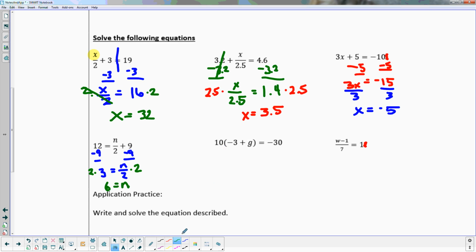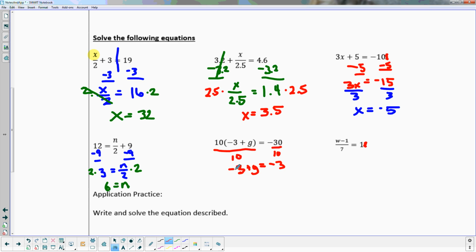For my last one, there's a couple different ways that you can do it, and I talked about both these in class. Probably the way that we're really trying to see how to do it here to actually make this a two-step equation, not a three-step equation, is I want to divide by 10 first. So negative 3 plus g equals negative 3.